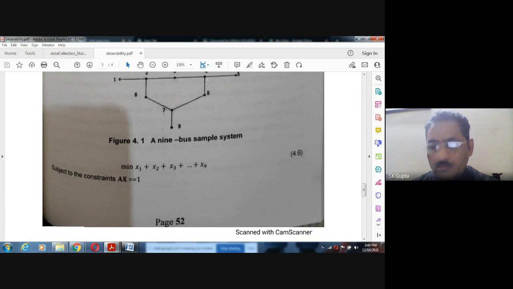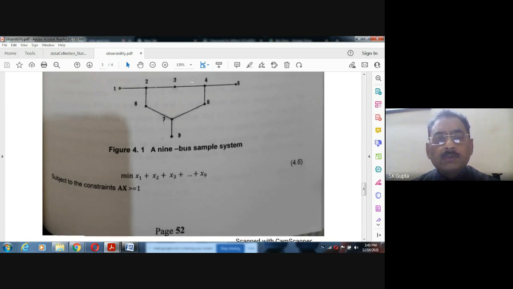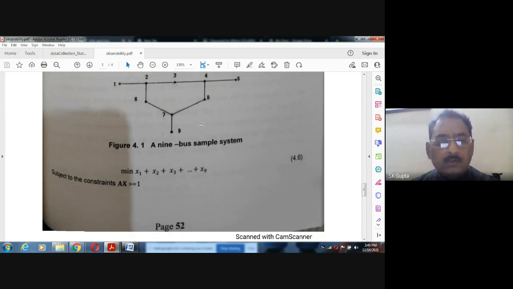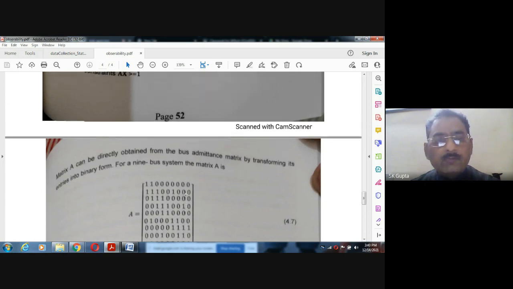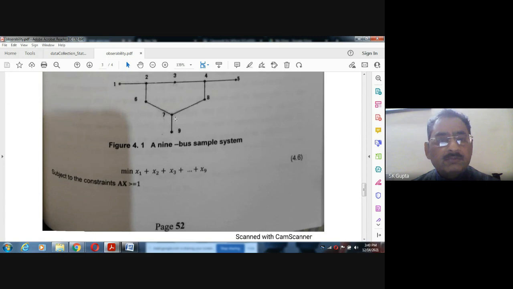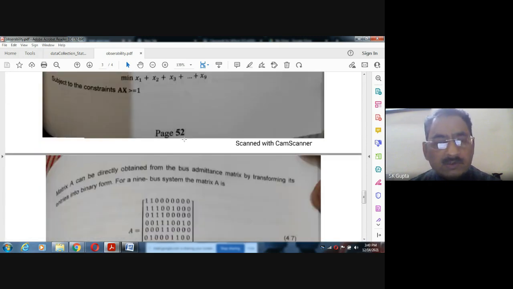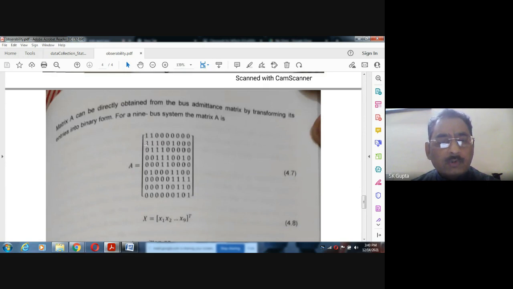Similarly, एक और देख लें आप. 4 is connected with 3, 5, and 8. Say 4: 1, 2, 3, 4 is connected with 3, 5, and 6. And one more you see. This 7 is connected with 6, 8, 9. 1, 2, 3, 4, 5, 6. 7 is connected with 6, 8, 9. In this way we form the A matrix.